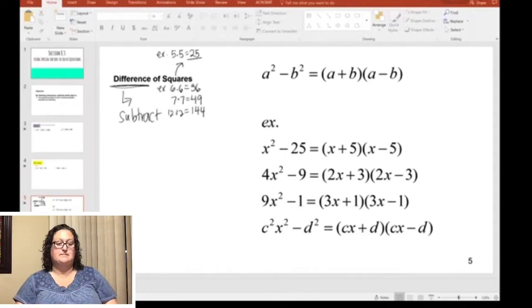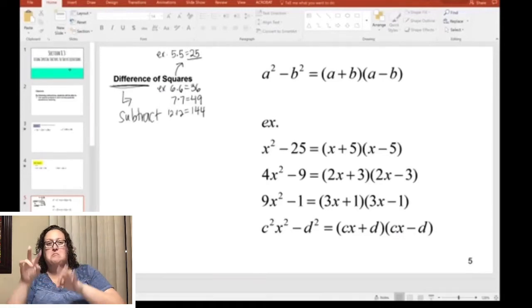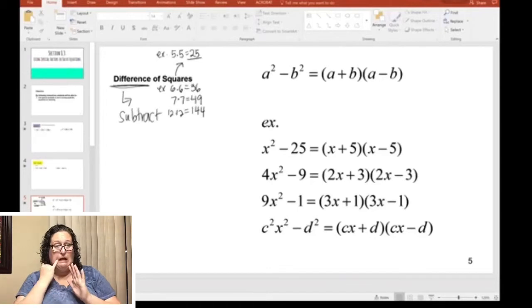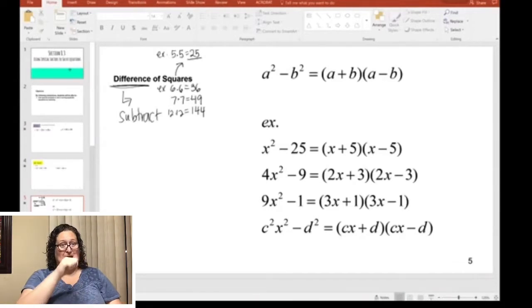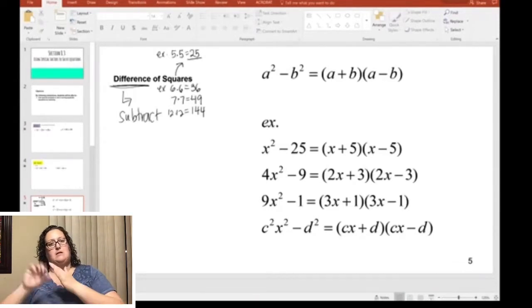So when you're subtracting two perfect squares and you're asked to factor, you can actually use this shortcut, which is called a difference of squares. So a squared minus b squared, this is the formula. If you break that apart and factor it using the x method, you'll end up with a plus b times a minus b. Here's an example.